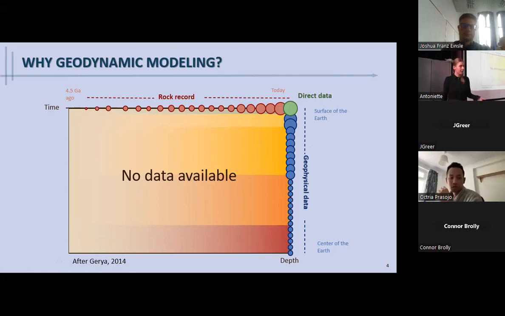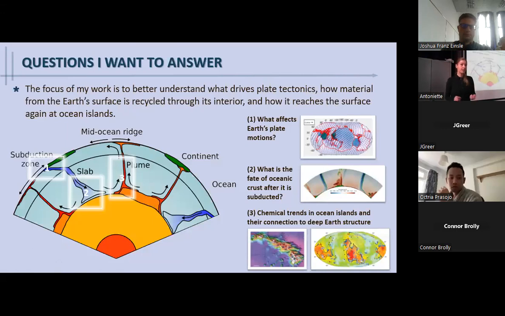The type of modeling I use is geodynamic modeling, as Anthony had mentioned. Specifically, the questions I want to look at today are: what drives the motion of the tectonic plates at the Earth's surface? Then as these plates are subducted down into the mantle, what happens to them, and specifically what happens to the oceanic crust of these plates, and can it accumulate at the core-mantle boundary? And then if it accumulates there, can it be brought back to the surface again in mantle plumes? And can it explain some of the observations we have of ocean islands?